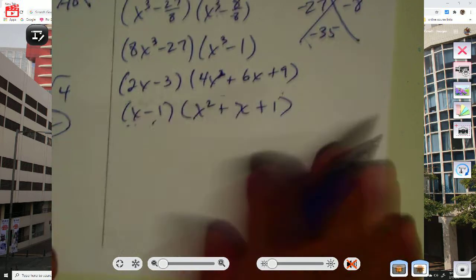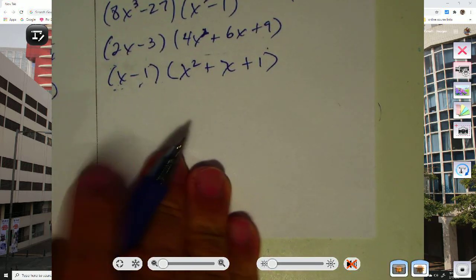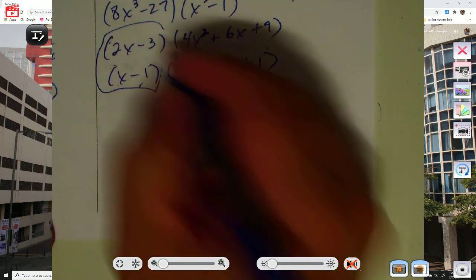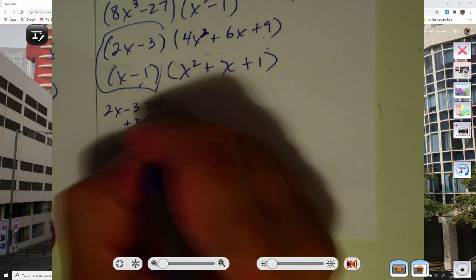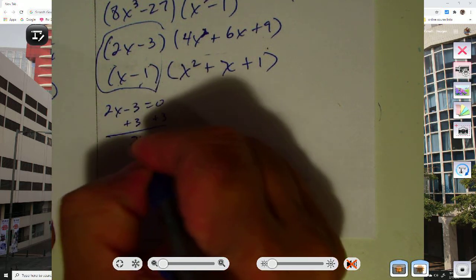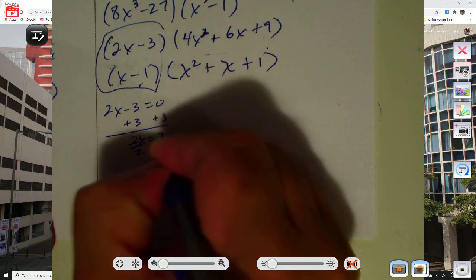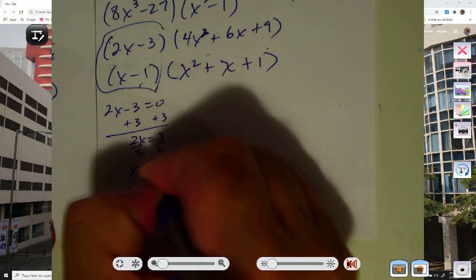And remember, we're setting all these equal to 0. Let's do the 2 easy ones first. Do these 2. So 2x minus 3 equals 0. Plus 3 plus 3. So I got x equals 3 halves.